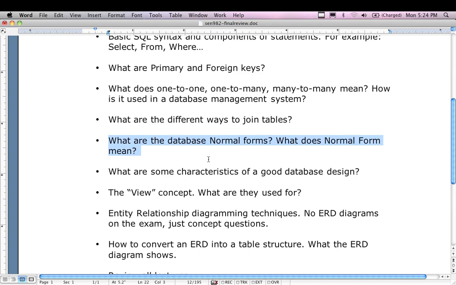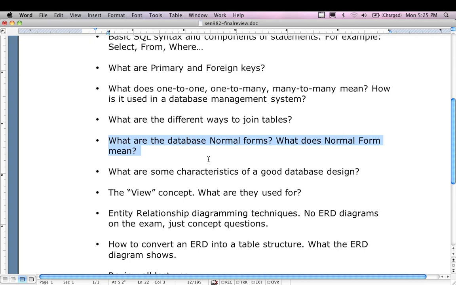Any Boyce-Codd normal form questions? No, nothing about BCNF. Any conversions from second to third to Boyce-Codd? No, you don't even have to know how to go from first to second to third, third to fourth. It's going to be issues with tables. No conversions, you don't have to convert it.